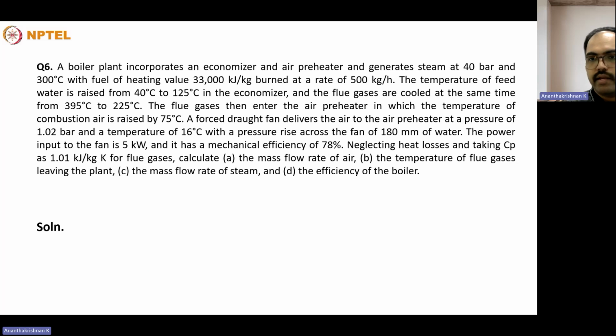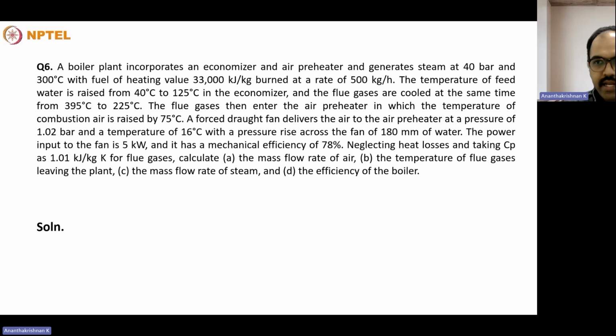A boiler plant incorporates an economizer and air preheater, and generates steam at 40 bar and 300 degrees Celsius, with fuel of heating value 33,000 kilojoule per kilogram burned at a rate of 500 kilogram per hour. The temperature of feed water is raised from 40 degrees Celsius to 125 degrees Celsius in the economizer, and the flue gases are cooled from 395 degrees Celsius to 225 degrees Celsius.